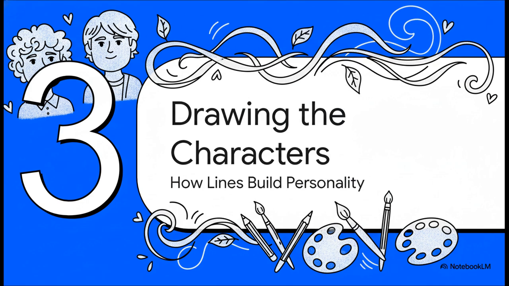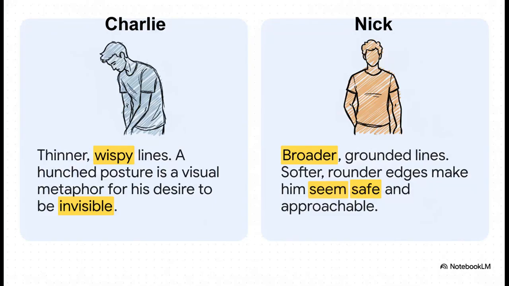Okay, so now that we've got our visual literacy toolkit, let's take a look at how the art itself builds the personalities of Charlie and Nick, long before they even say a word to each other. The way they're drawn is so different, and it's completely on purpose. Charlie's drawn with these thin, kind of wispy lines. He's often hunched over, trying to make himself small, and you'll see him in these big, empty panels that just scream loneliness. But then you have Nick. He's drawn with broader, more grounded lines. He feels solid. His design has softer, rounder edges, which makes him feel safe and approachable. It's all right there in the art.